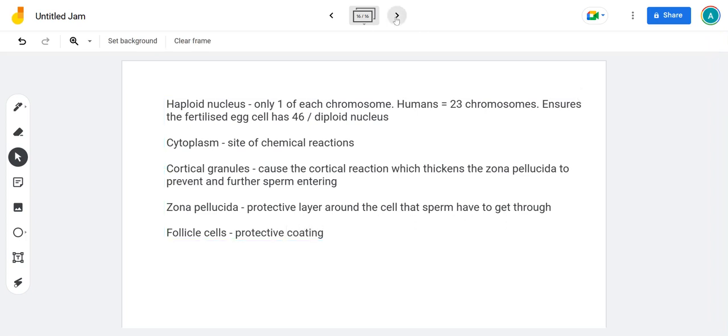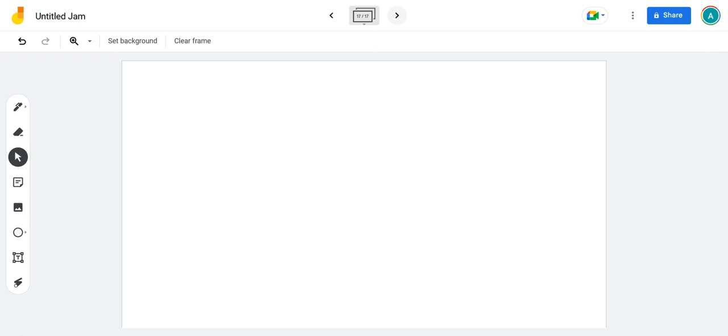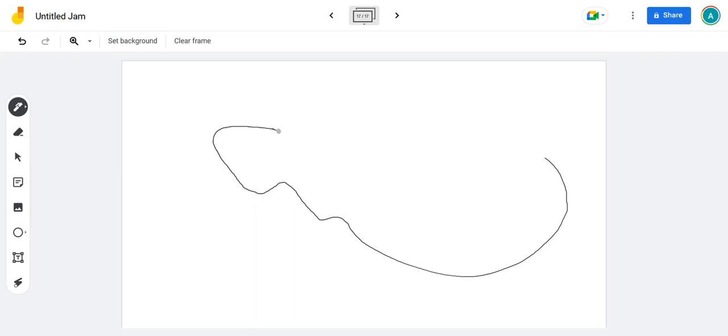Let's have a look at the sperm cell next. The specific parts of a sperm cell that you need to be able to label and say what they do are, first of all, draw it. So we've got the head, the mid-piece, and the tail.